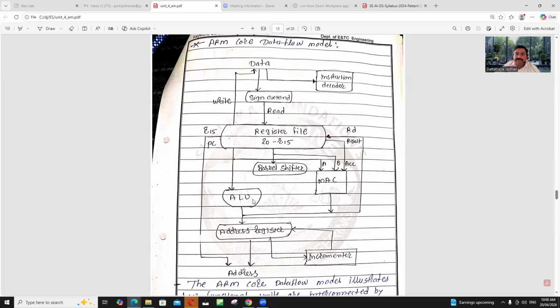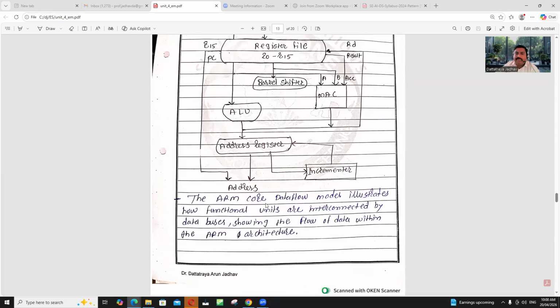After that, the instruction goes to the address register, which performs the respective task and assigns the address. After execution of the first task, it is incremented by one. The program counter counts the execution of the number of programs and tasks, so it is incremented, and we can understand the execution of the respective tasks. In this way, the ARM core data flow model is executed.